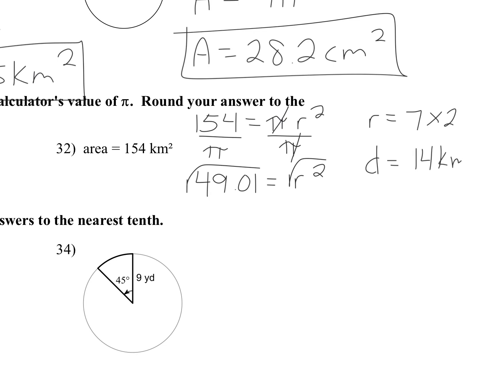kilometers. It would have actually just been 14 kilometers too, because the decimals are too small. Math works out. 31 again? Yep, I can go over.